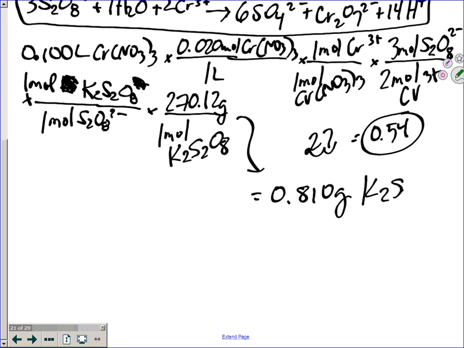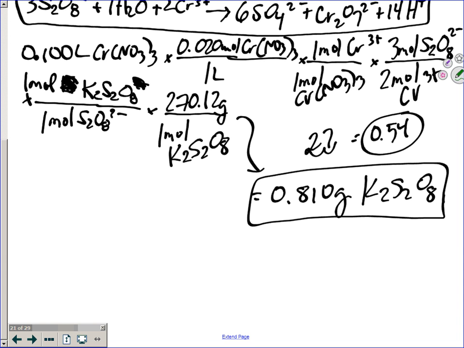So this answer is 0.810 grams. We'll keep practicing now that I got some hard math on the board here. All right. That's our grams of potassium peroxydisulfate. We did this at the beginning: 0.1 times 270 is 27, but 1% of 27 is 0.27, but that's actually 2%, so it's 0.54. 0.54 times 3 is about 1.5, divided by about 2 is about 0.75.